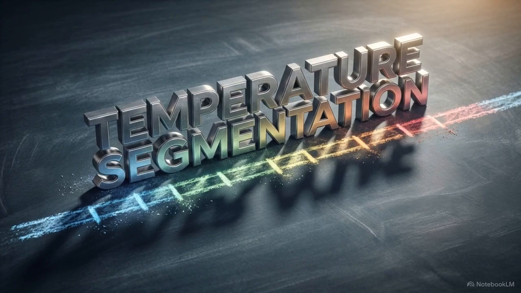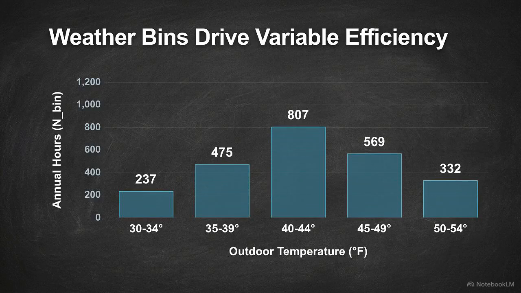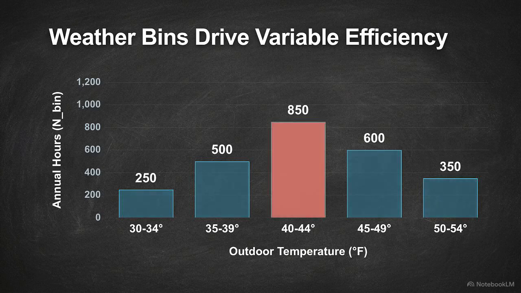The solution is the bin method. Instead of a single seasonal average, this approach groups annual weather data into specific 5-degree increments, or bins. Engineers calculate the specific equipment capacity, part load efficiency, and required operating time separately for every single temperature bin.